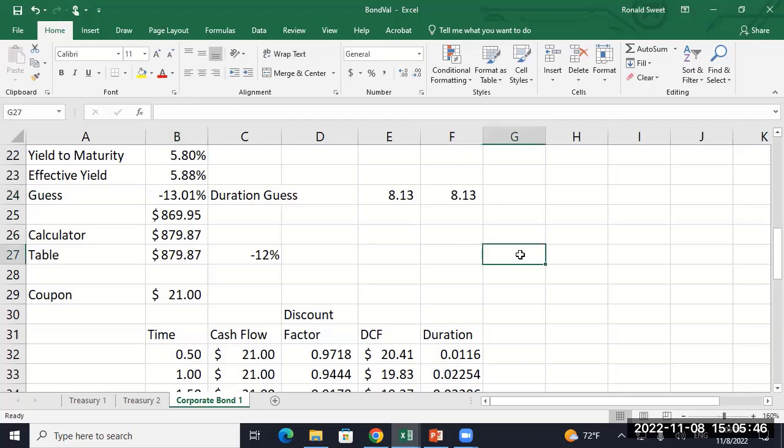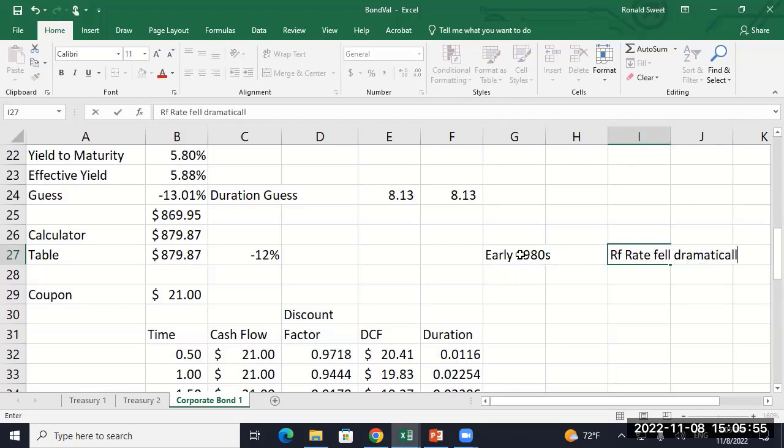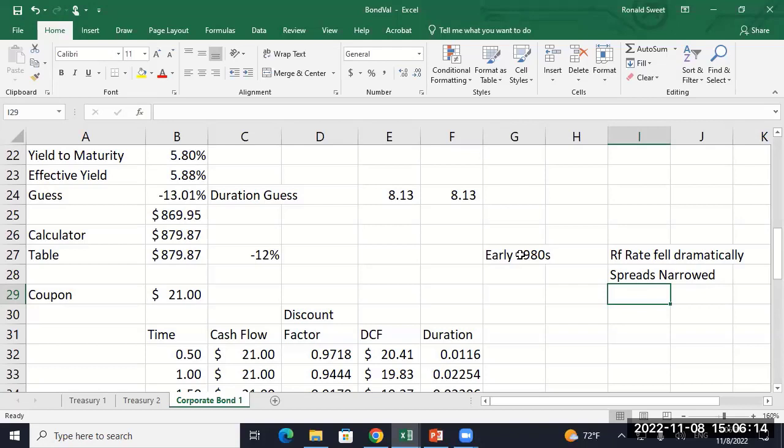So think about the early 80s. The risk-free rate fell dramatically. Spreads narrowed. And why did they narrow? Because we had 2 recessions. We came out of those recessions because the Fed was killing the economy to bring inflation down. So we came out of a recession, and interest rates were falling because inflation was falling. You would have made a lot of money on corporate bonds in the 80s. It would have been wonderful.